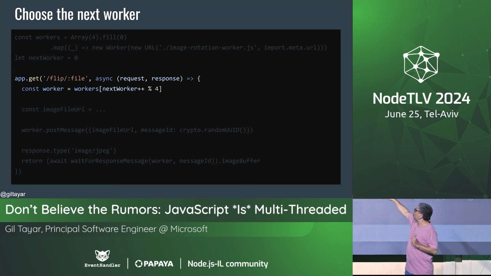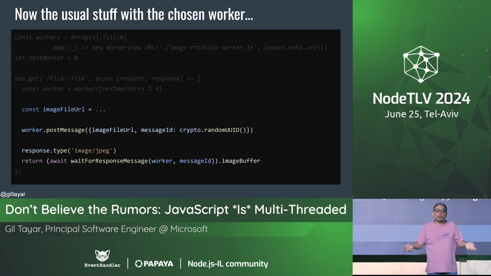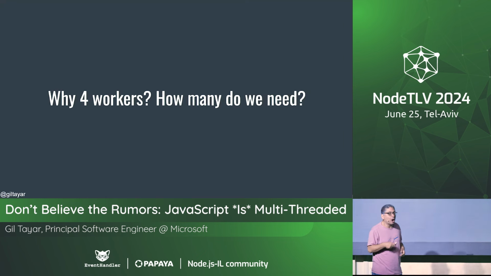I increment next worker, mod by 4, so that it'll always be 0, 1, 2, 3, 0, 1, 2, 3, 0, 1, 2, 3. And this is how I get the next worker I want to use. Now I do the regular post message and wait for the message with the worker I chose, and I'm done. Okay, I simplified the code here a little bit. So basically I'm choosing the next worker to use in what is called round robin.